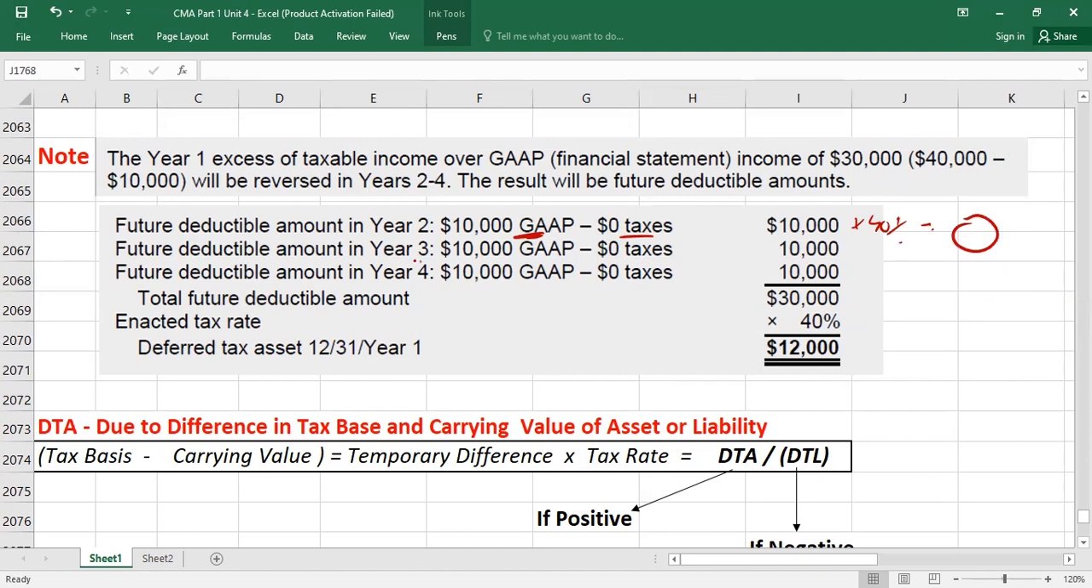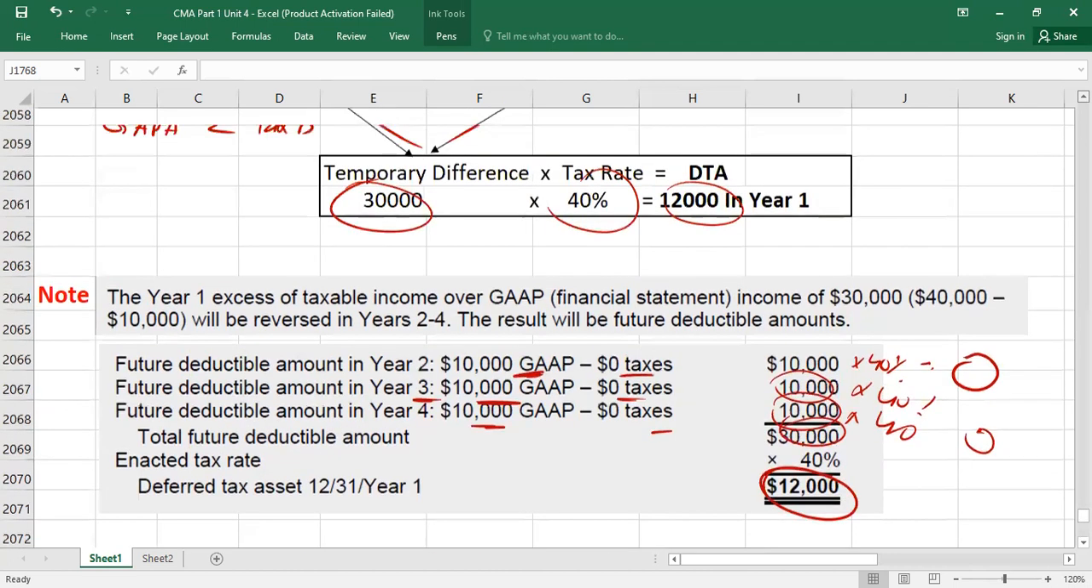In the third year, what will happen again? You recorded under GAAP 10,000, but under tax it will be 0 again. But you get 10,000 multiplied by 40%. This will be refunded. Again in the fourth year, 10,000 under GAAP, the tax 0 times 40%, you will be refunded. And the total refunded value, if the tax rate is the same 40%, will be how much? 12,000. Understood? The total refunded value will be 12,000, which was the value today.